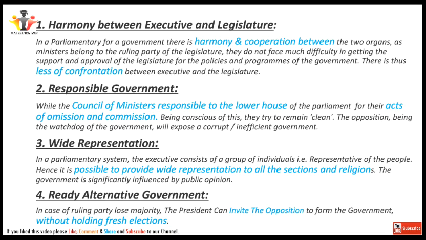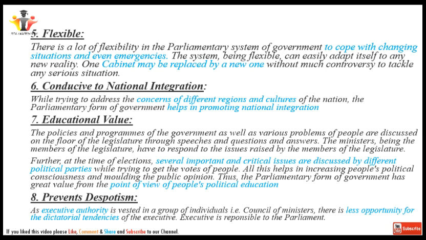So there is a wide representation. In a parliamentary system, the executive consists of a group of individuals called the council of ministers. They are from various small constituencies of the country. Hence, it is possible to provide a wide representation. Ready alternative government. In case the ruling party loses majority, the president can invite the opposition to form the government without holding a fresh election, as after the major party, the second major party acts as the opposition party in the parliament.